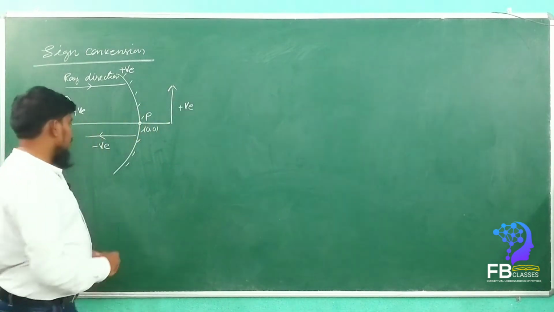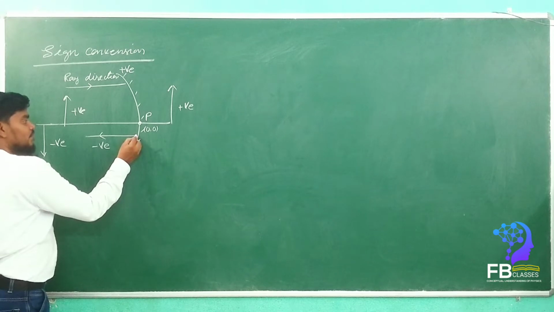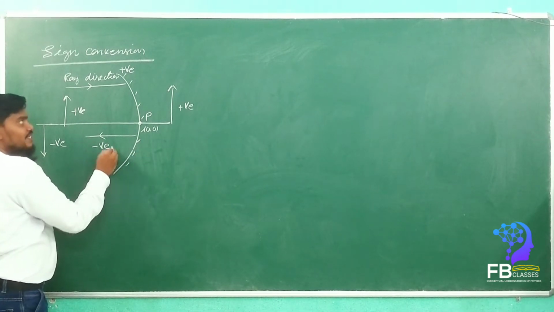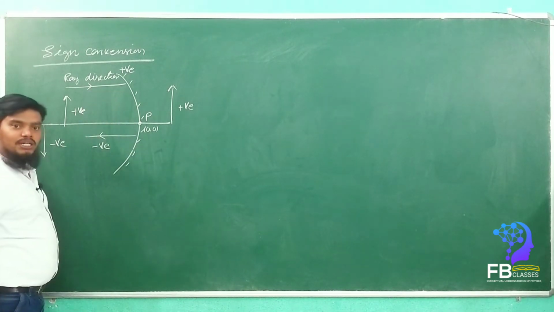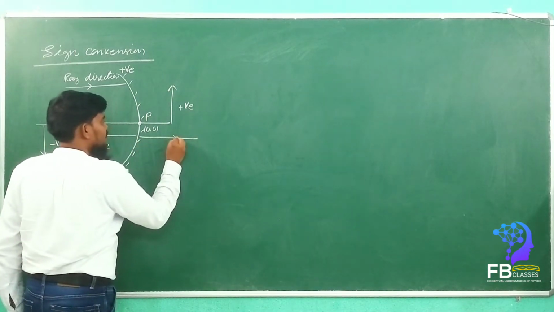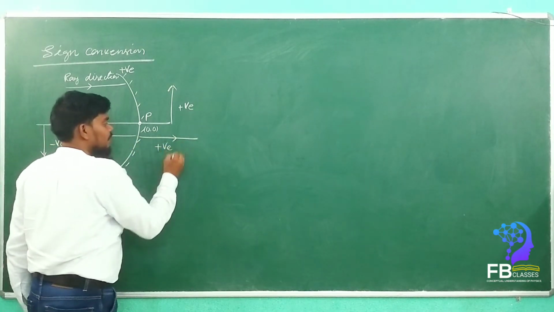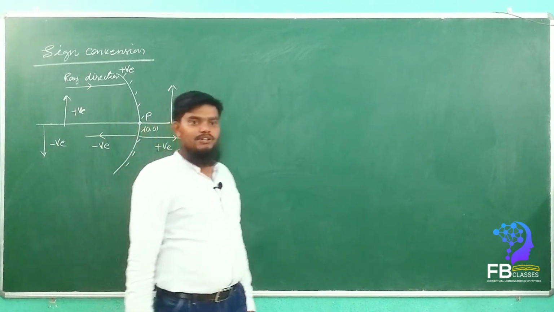Got it? So if you measure distances in this direction, we take them as negative because it is opposite to the incident ray. If you measure in this direction, we take them as positive values. Are you getting my point?